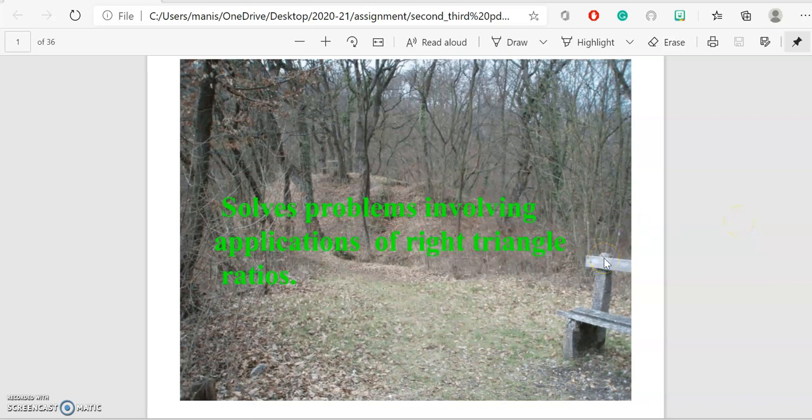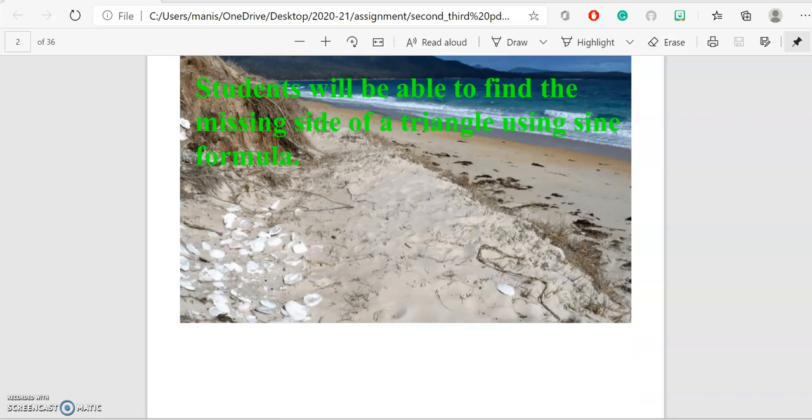Our objective for the day is students will solve problems involving application of right triangle ratio. Our learning target of the day is students will be able to find the missing side of a triangle using sine formula.